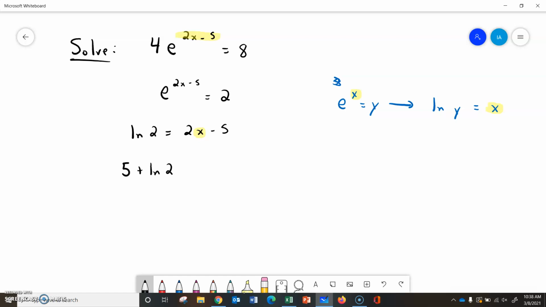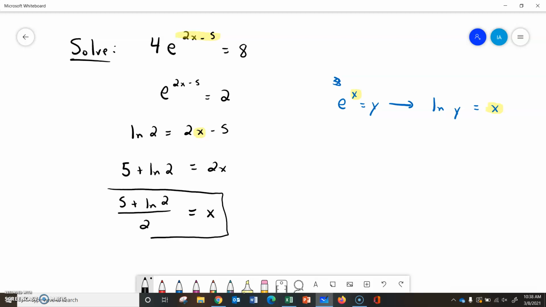And that will be equal to 2x. So then I can divide by that 2 to get x completely by itself. So that'll be 5 plus natural log of 2, and that'll be all over 2. So that's an exact answer.